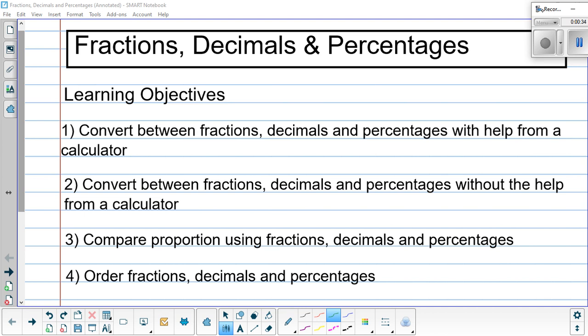Besides that, we're going to do this with a calculator, without a calculator, and then we're going to compare different proportions. And we're going to do this largely through ordering our fractions, decimals, and percentages.